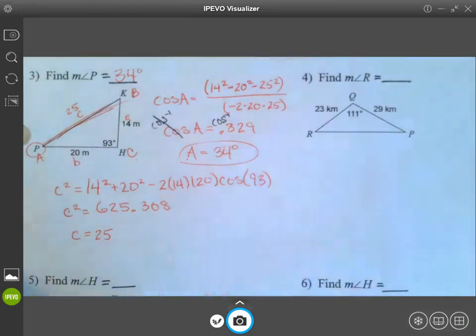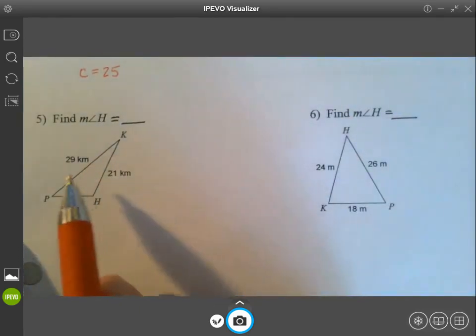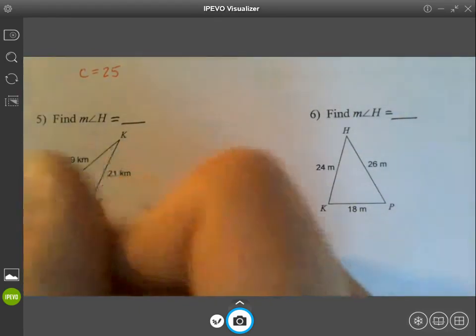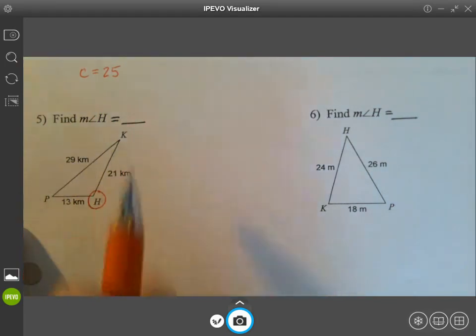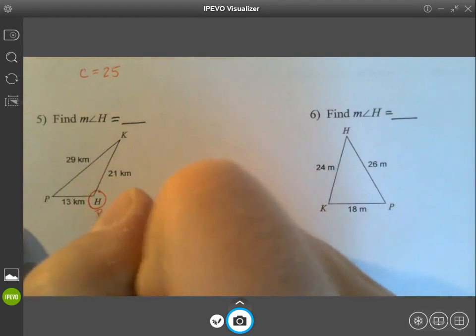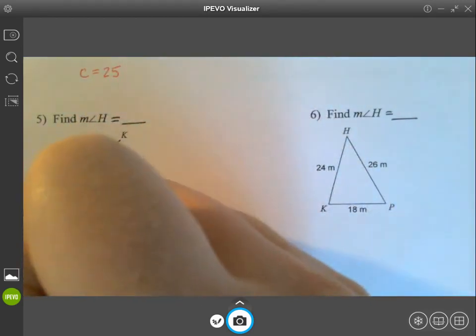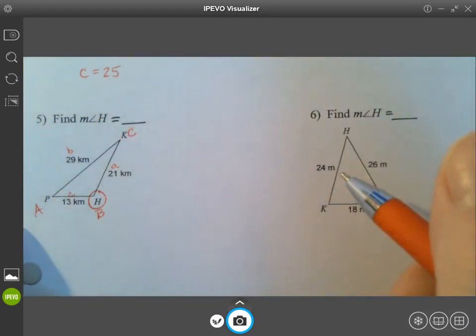All right. Now, when you get down to 5 and 6, they're going to be pretty quick because do you notice that you have all 3 sides? So if you're going to find H and you want to relabel it, how do you want to label it, guys? What do you want to call H? A, B, or C? B. All right, I heard B first. Does it matter how you label it? Nope. As long as you are consistent. Guys, clock's flying.